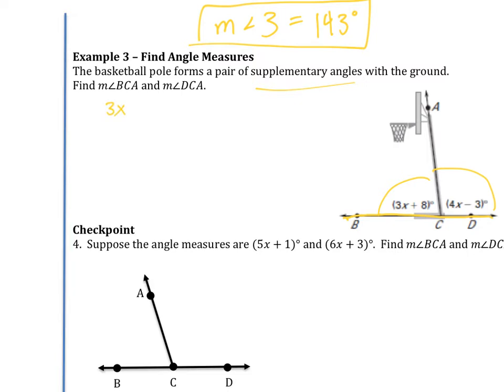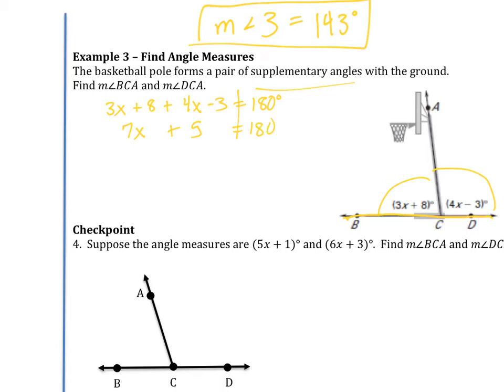So 3x plus 8 plus 4x minus 3 equals 180. On the left side of the equal sign, we're going to combine everything we can. So we have a 3x and a 4x. Put those together, you would get 7x. We have an 8 minus 3. 8 minus 3 is positive 5.